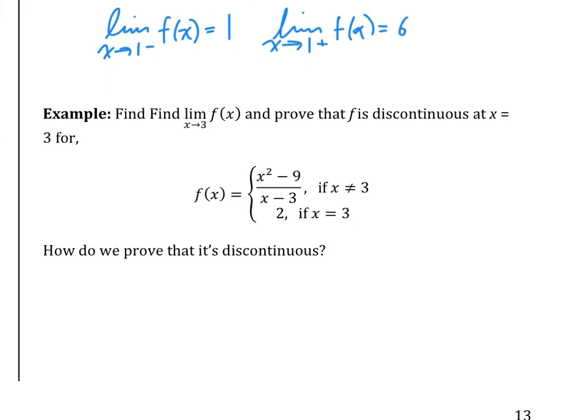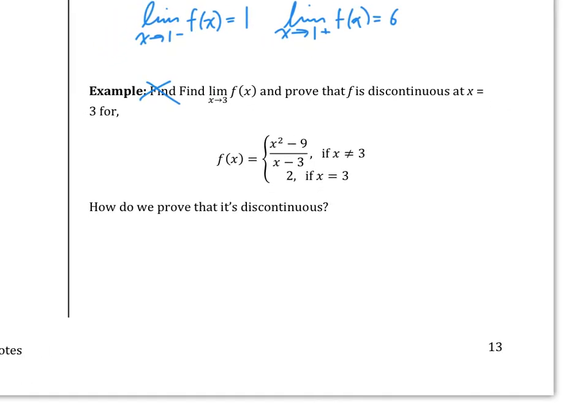All right, so next one, find the limit as x goes to 3 of f of x and prove that f is discontinuous at x equals 3 for this piecewise function. So how do we prove that something is discontinuous? Well, let's think about what discontinuity looks like. Or let's think about what continuous looks like.